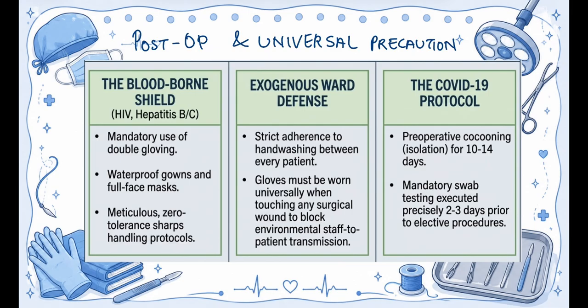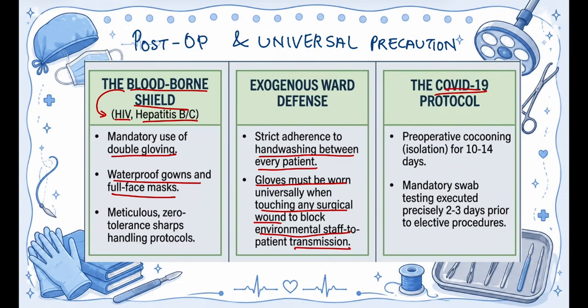Finally, our defense continues out on the recovery ward. Here, we rely heavily on universal precautions. Medical teams use double gloving, waterproof gowns, and full face masks as a physical shield against bloodborne viruses like HIV and hepatitis. They wash their hands strictly between every single patient contact, no exceptions. Gloves must be worn when touching any wound to stop environmental transmission.